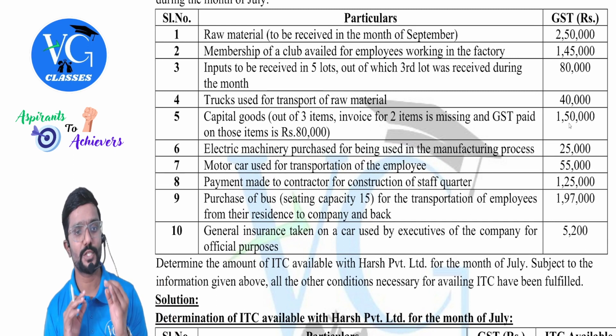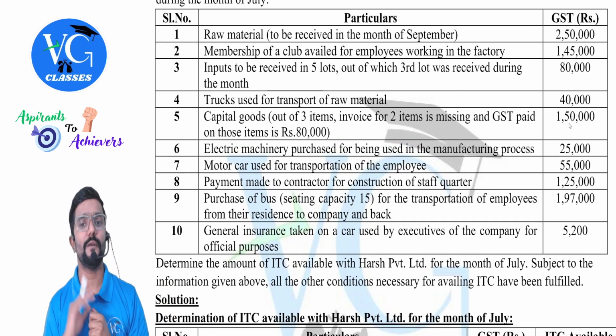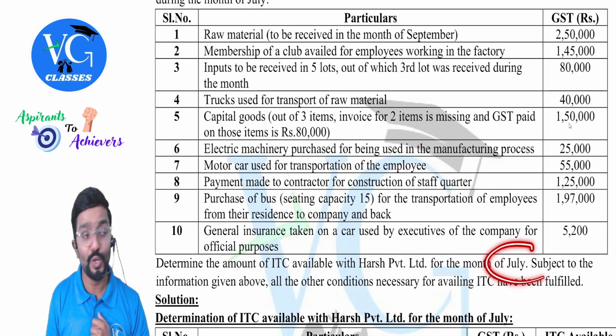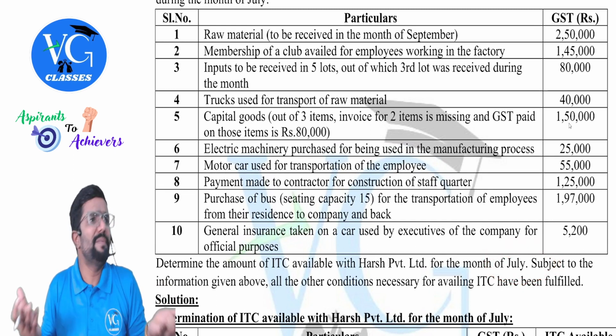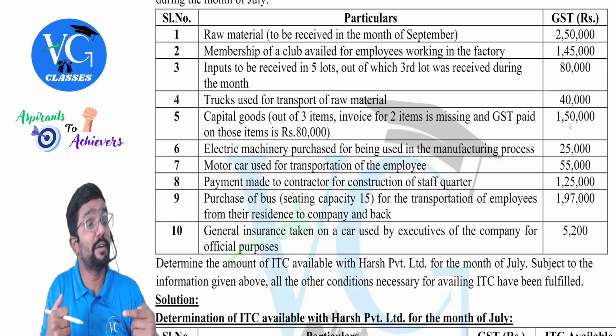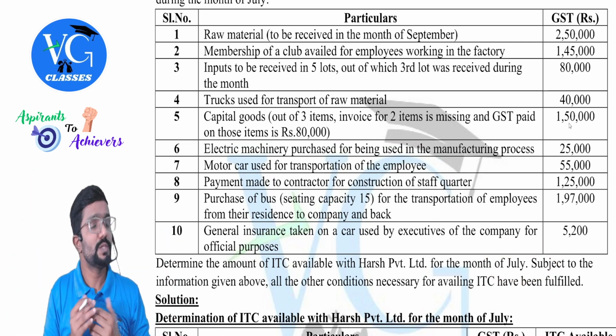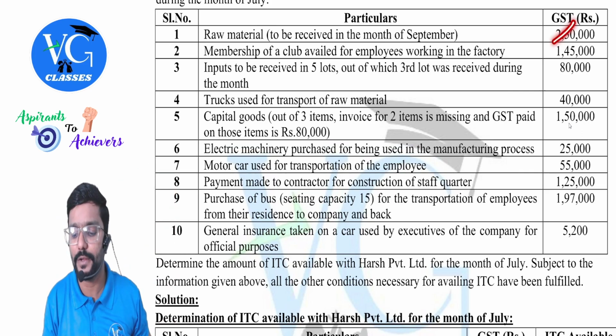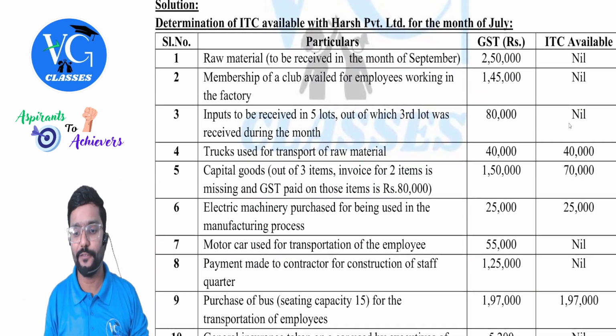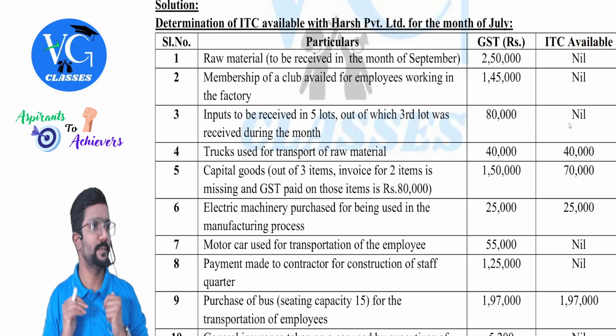Let us see. First one, raw material to be received in the month of September. Guys, we are in which month? July month. They are asking us to calculate the credit for July. Raw material maybe I have purchased, but I would be physically receiving it when? In September. So can I claim the credit in July? No, sir. When I actually receive it, we will claim the credit. So no credit for it. You can see ITC available, nil.